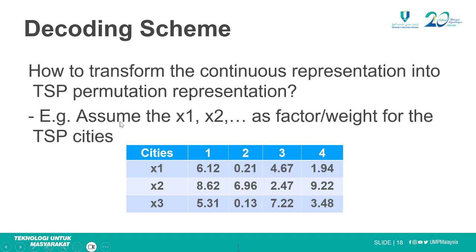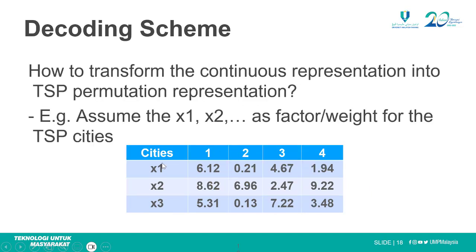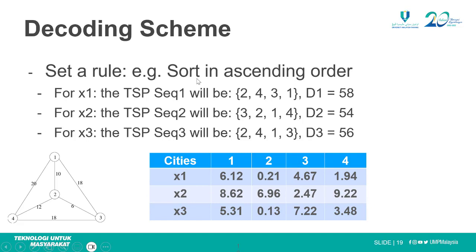One of the approaches that we can use is to assume x1 until x3 as a factor or weight for the TSP cities. For the cities, we have 1 until 4, and we assume x1 here is the factor or weight for the TSP cities. So we need to set a rule. For example, we set the x values in ascending order. The x value here can be defined as the weight, and we sort our cities based on the weight. If we sort in ascending order, for x1 the TSP sequence will be like this. If you look at the values here, sorting in ascending order, the smallest value is 0.1, so this one represents city number 2.